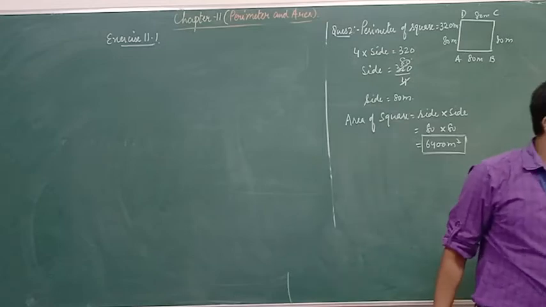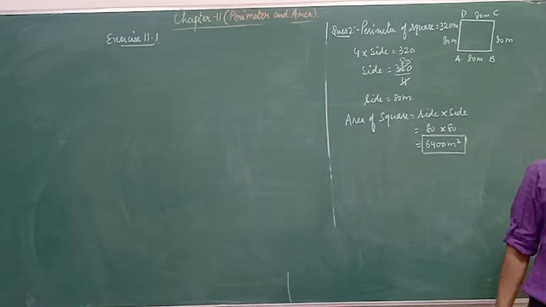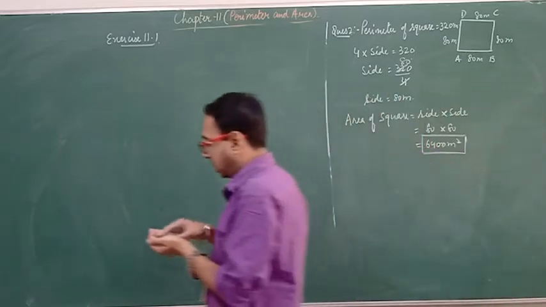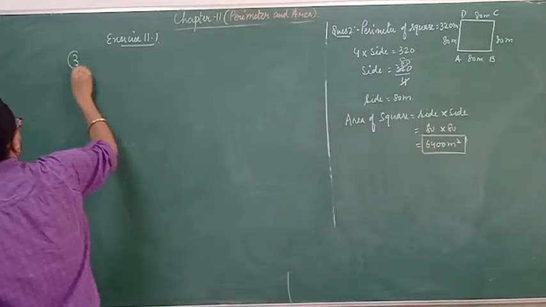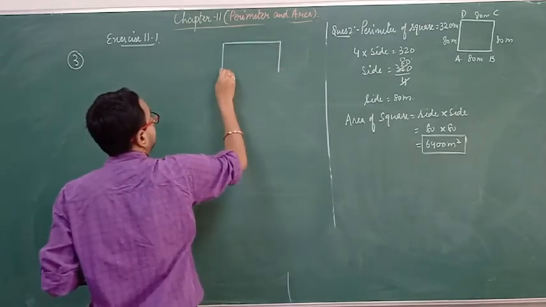Question number 3. Find the breadth of a rectangular plot of land if its area is 440 meter square and length is 22 meter. Okay. Question number 3. Again, we are having a rectangular plot or a rectangular park.